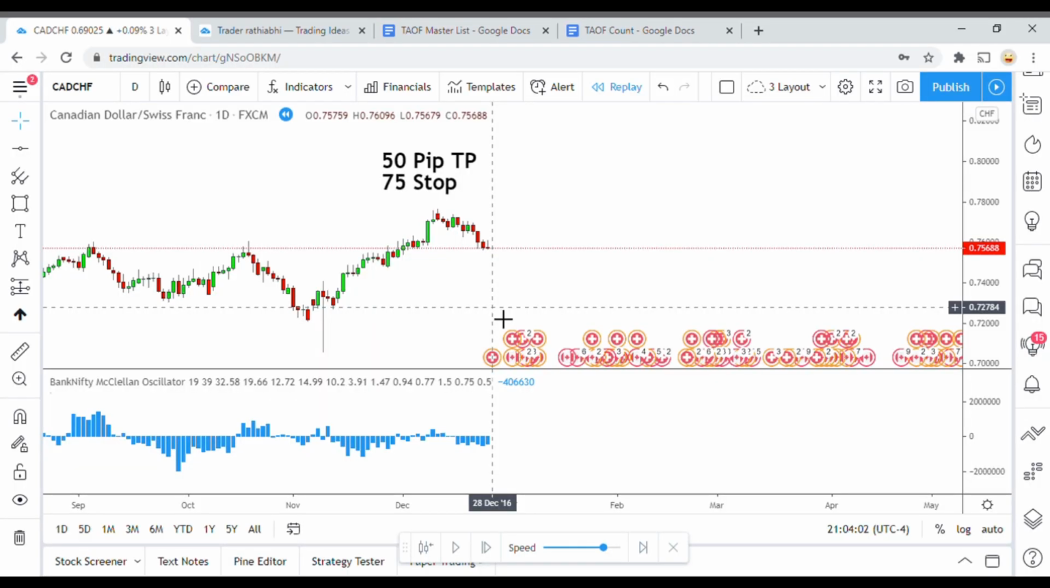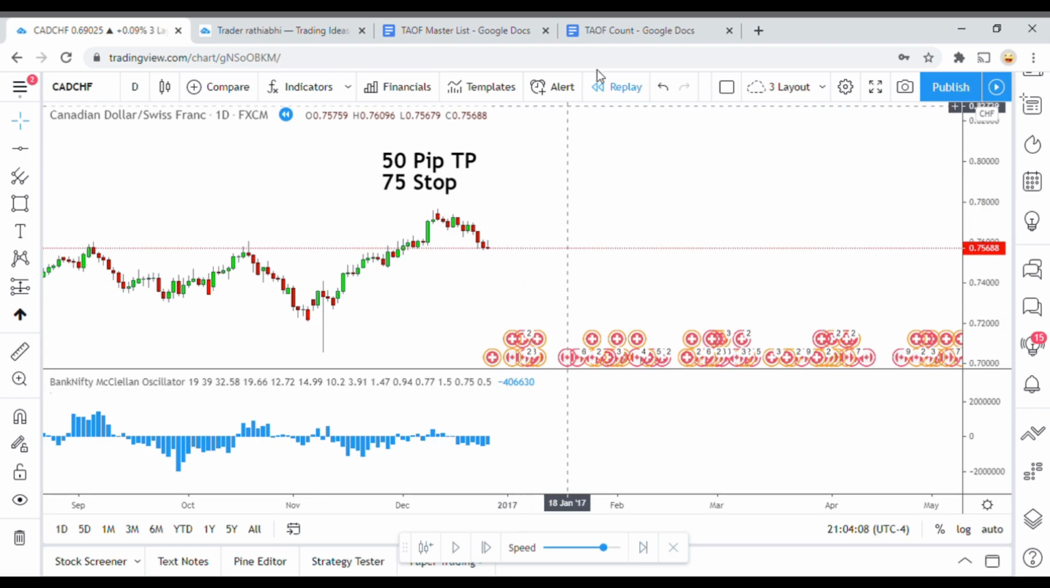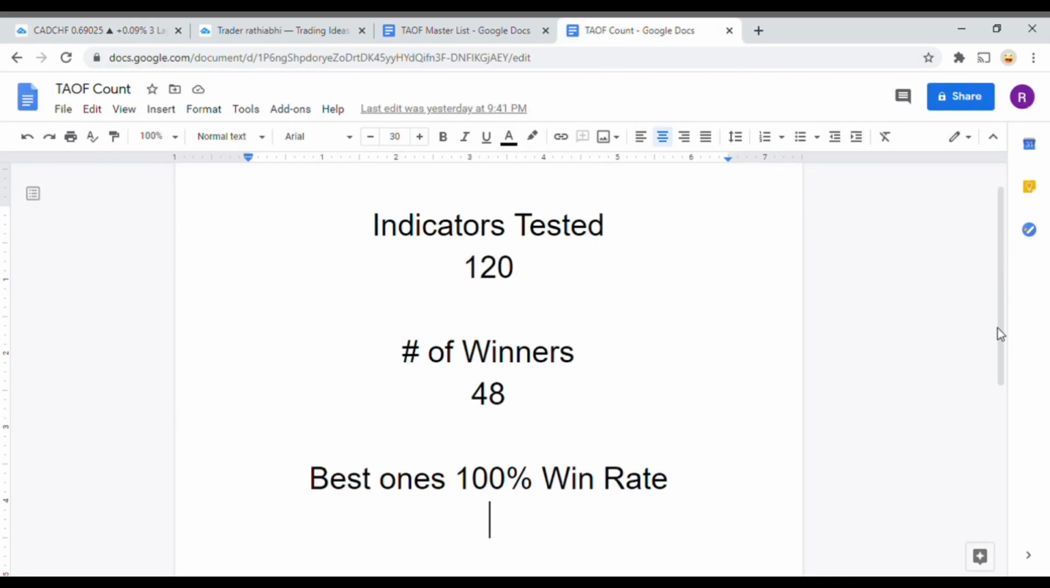Alright, as I said, today we will be testing the BankNifty McClellan Oscillator. But before we do, I wanted to put the indicator scoreboard up for everyone to see. So, to date, we have tested 120 indicators. Out of those 120 indicators, 48 of them have been winners, which means that they have met or exceeded the 60% win-loss ratio threshold that we have set for them. The best ones so far were able to achieve a 100% win rate.